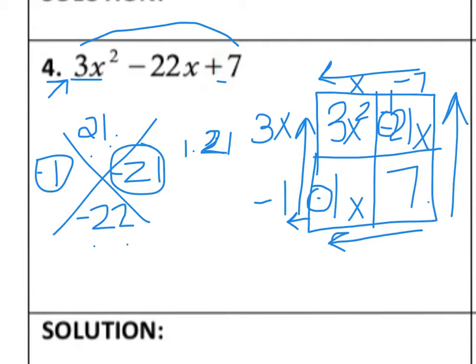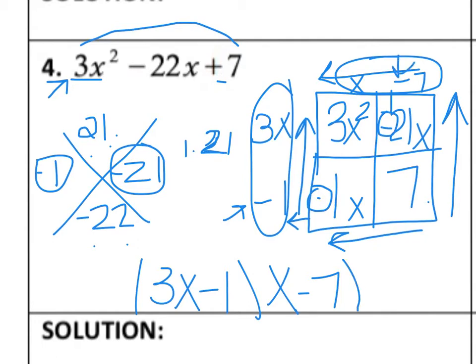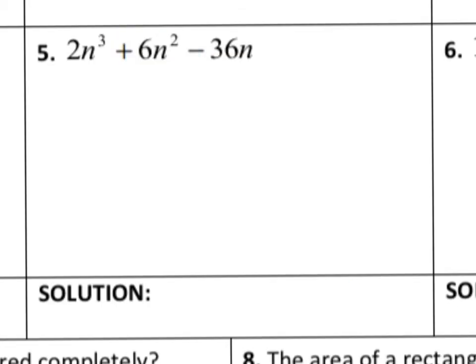So here would be one of my answers, 3x minus 1, and here's one of my answers of x minus 7. So I'm just going to rewrite those down here in my solution area, just like you're going to do on your test. And again, remember to keep these negative signs with the answer.